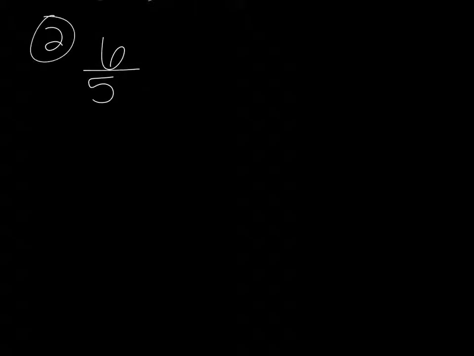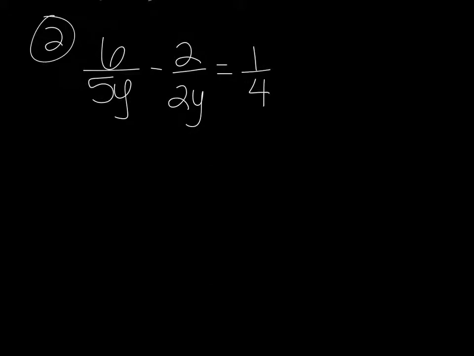6 over 5y minus 2 over 2y equals 1/4. Get rid of the 5y, the 2y, and the 4, Leah. Very good. 20y. Okay, and then before we get started, we need to make sure if there's any restrictions.